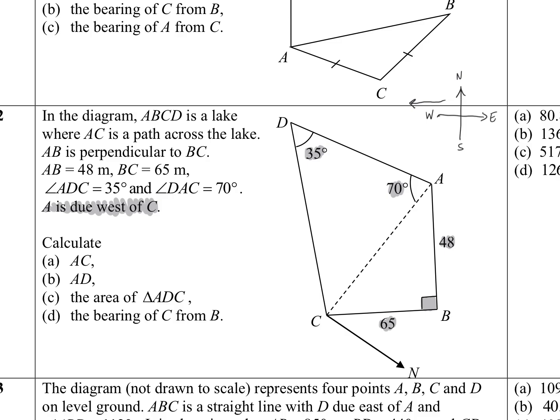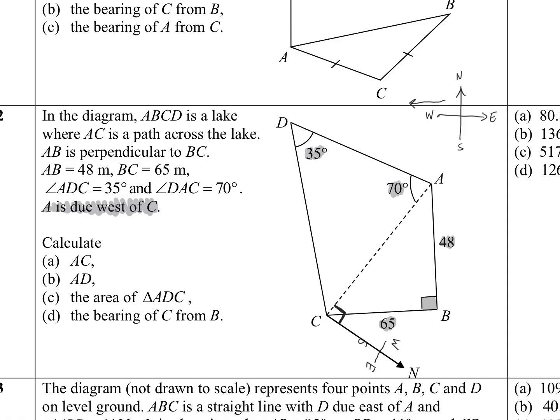Yeah, A is on the west of C. Oh, my north pole is here. Okay, so if their north pole is pointing this direction, north, east, south, west, so that's why they are saying it is due west, meaning this is 90 degrees.